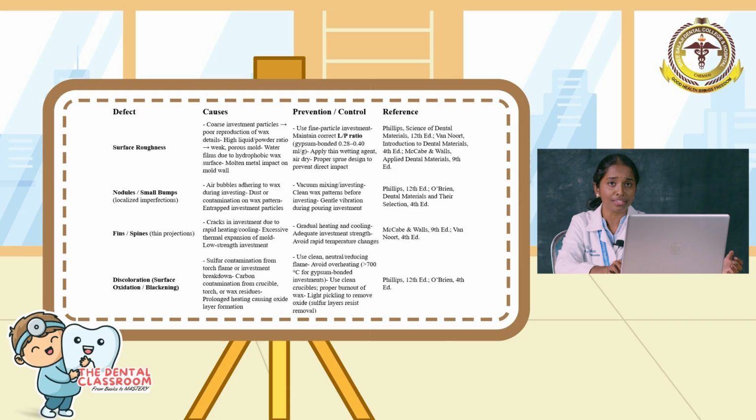Coming to the discoloration, that is surface oxidation or blackening, this is primarily due to sulfur contamination from the torch flame or investment breakdown, and carbon contamination from the crucible, torch or wax residues. Prolonged heating causes oxide layer formation. These things can be avoided by using a clean, neutral or reducing flame. Avoid overheating, that is more than 700 degrees Celsius for gypsum bonded investment. Use clean crucibles, proper burnout of wax, and light pickling to remove oxides, whereas sulfur layers resist this removal technique.